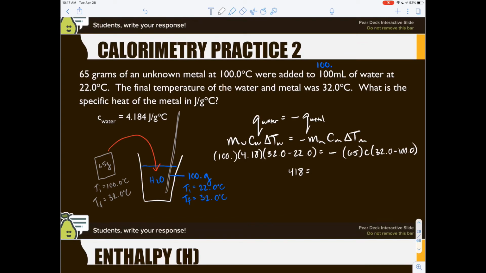Do you guys expect the specific heat of the metal to be less or greater than the specific heat of water?